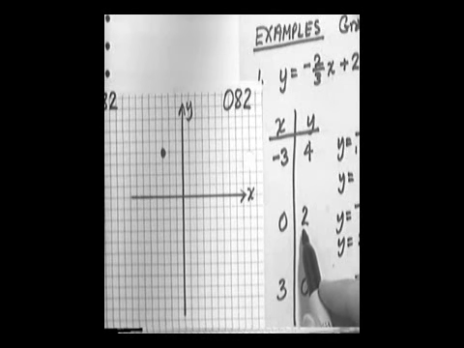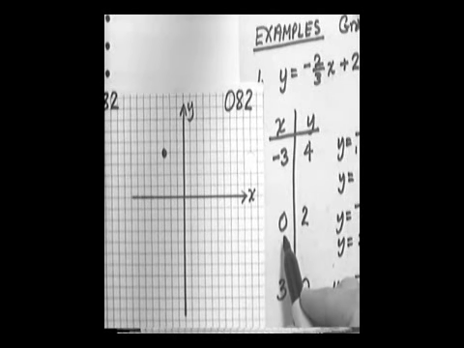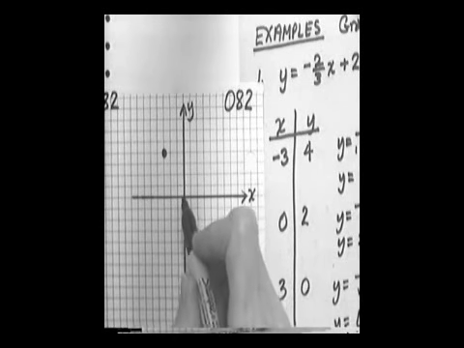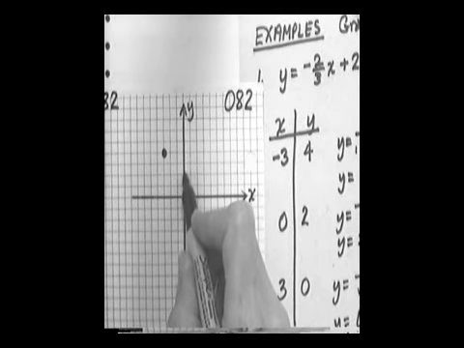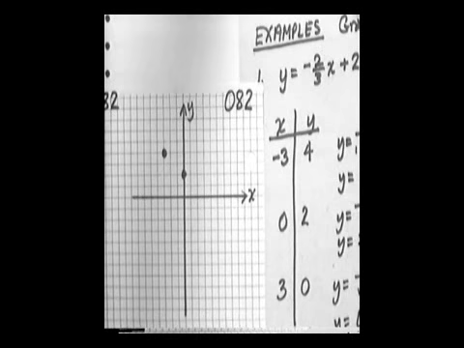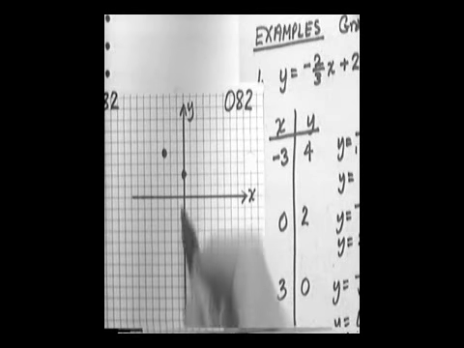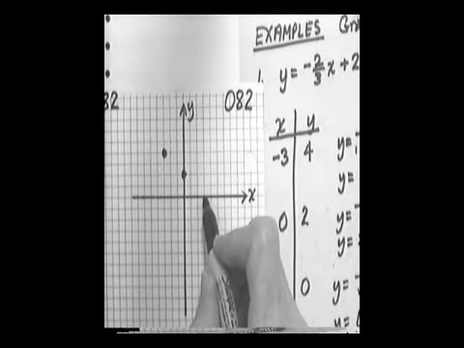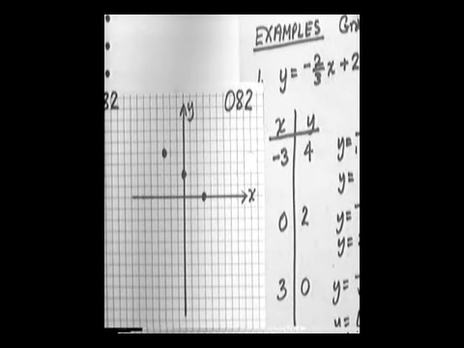Next I have 0, 2. That means I start at the origin and count 0 horizontally and positive 2 vertically. Start at the origin, 0 horizontally, and then positive 2 vertically, meaning up 2. So there's the point 0, 2. 3, 0. I begin with 3 to the right and 0 vertically. 3 to the right and 0 up or down. That means I stay on the x-axis.